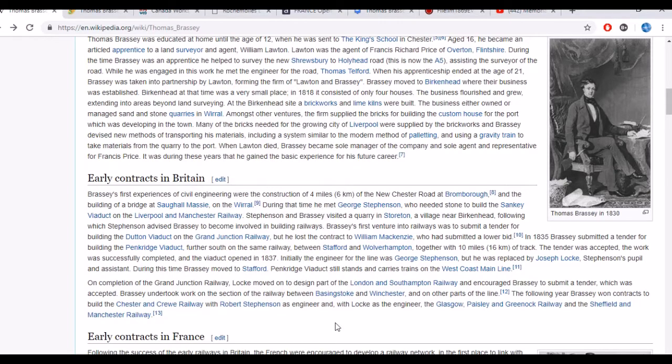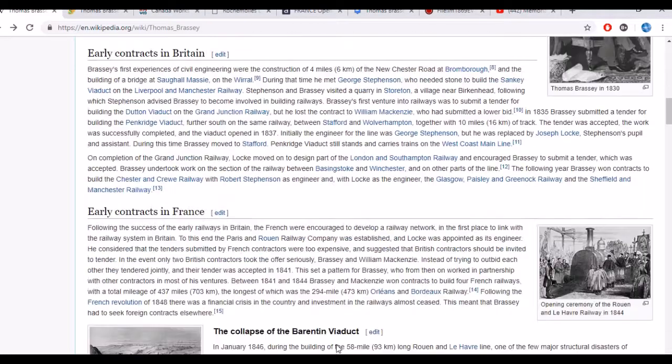I don't know who teaches them this stuff, where they get their knowledge from. It's obviously, you know, a chosen few who are sort of given this knowledge of how to do this stuff. It's crazy. He meets George Stephenson, as you do, who needed stone to build something, and he got involved in that, and off he went.